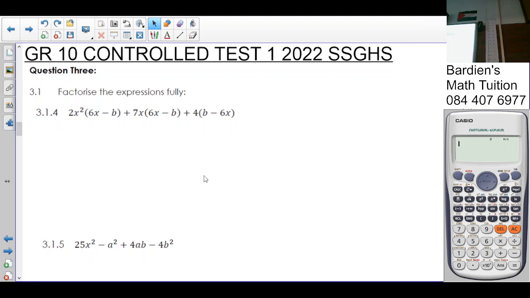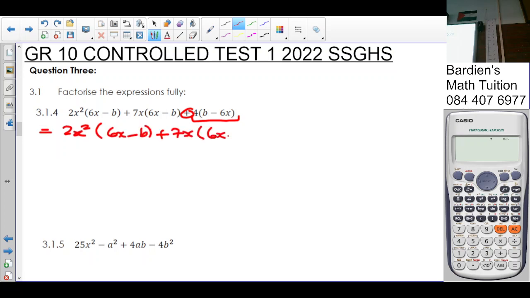Okay. Thank you. Alright, so what happens here? Is 6x minus b the same as b minus 6x? No. So we need to swap this around here, to get it the same. If we swap that around, what's going to happen? The negative is going to come out, and it's going to make that positive a negative. So we're then going to get 2x squared into 6x minus b plus 7x into 6x minus b minus 4 into 6x minus b.